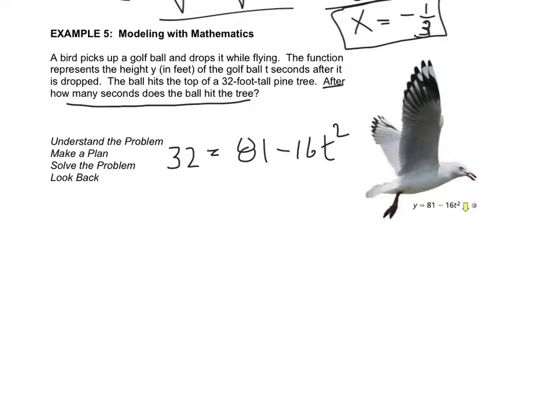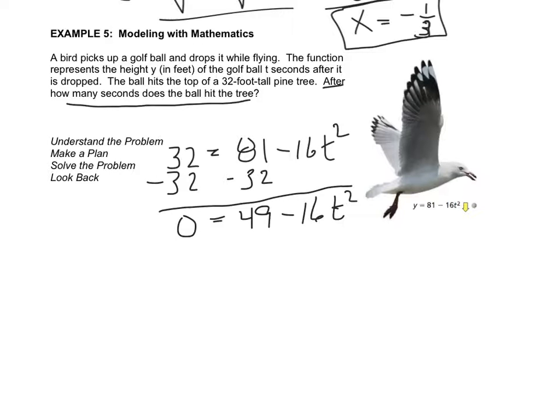Now remember, we have to have 0 on one of the sides. So my first move is to bring over the 32 to get a 0. That's what we're looking for. On the other side, if I subtract 81 and 32, I get 49 minus 16t squared. Now, hopefully, from what we saw earlier in this section, we can see a perfect square, another perfect square, that are being subtracted. So that is the difference of two squares. The t does not have to be in the front, so we don't need to do that.